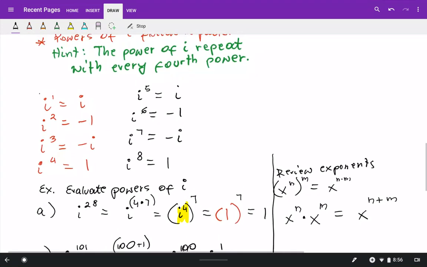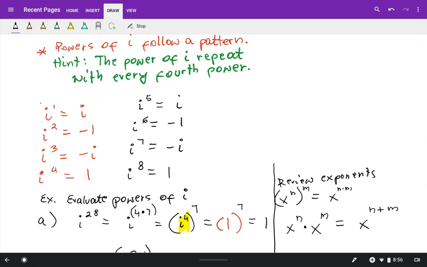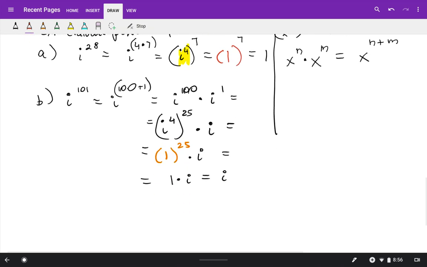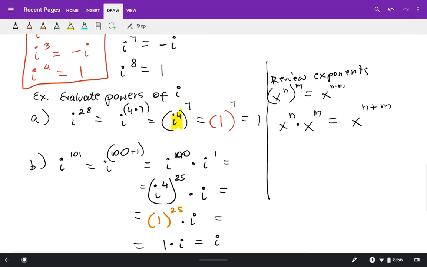So what you guys need to know is that the powers of i repeat with every fourth power. So definitely it's worth it to memorize the first 4 powers of i. Okay, so this is useful to memorize. Okay, next. Here I review some rules of exponents. I gave you two properties.